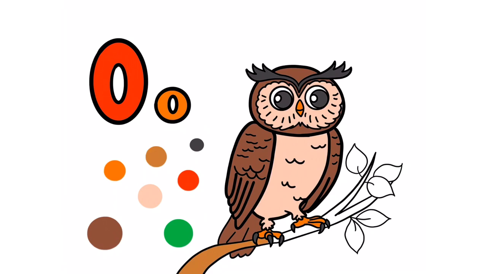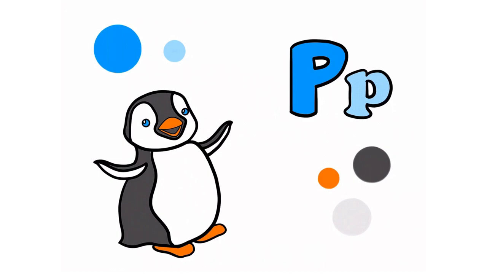Light brown. Green. O is for owl. Let's learn the letter P.